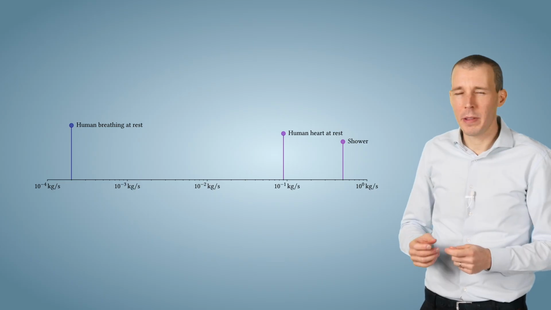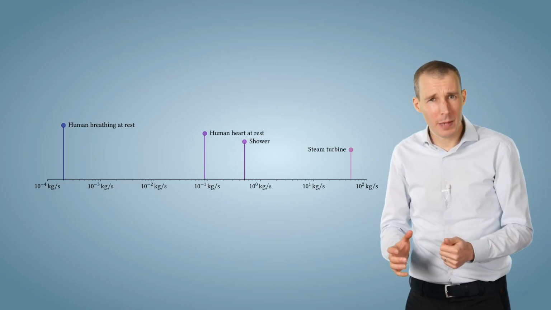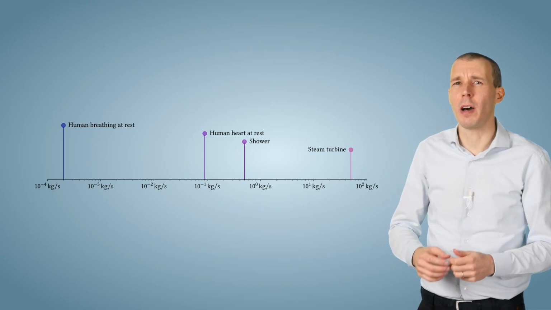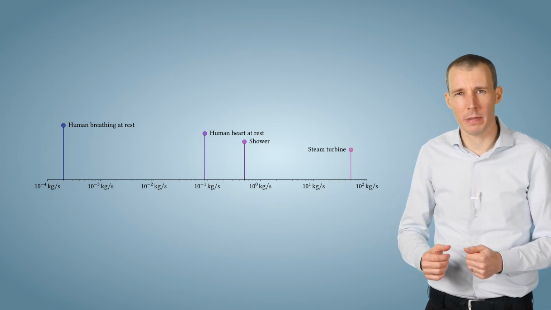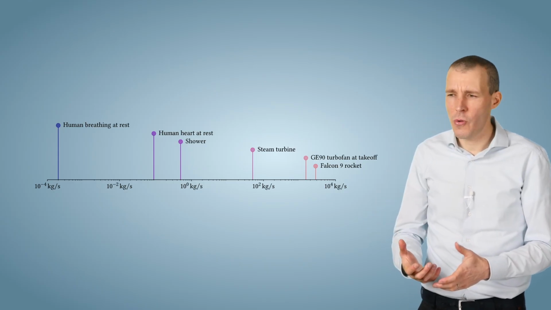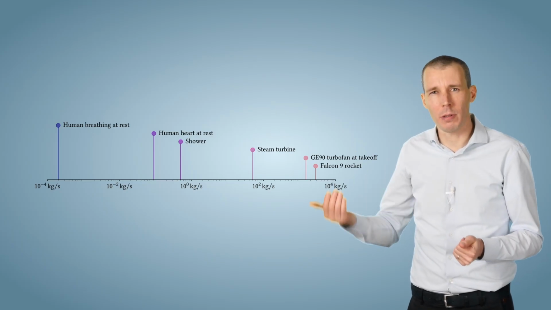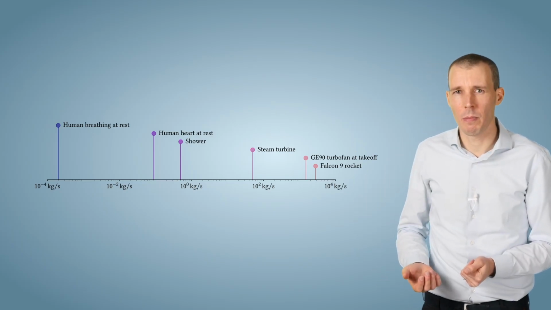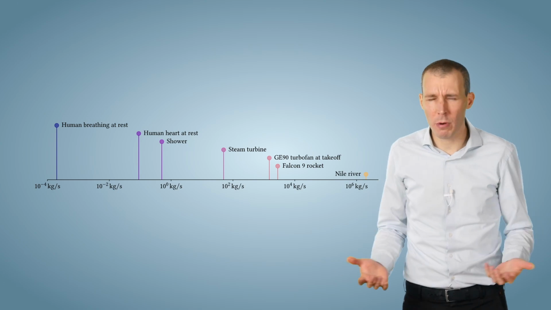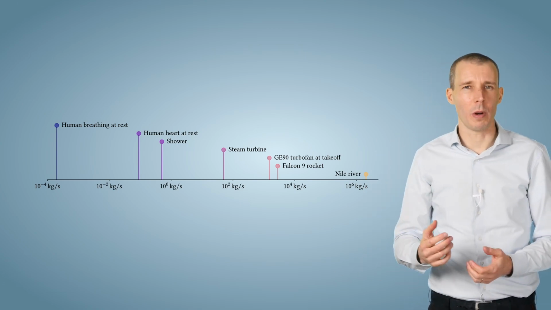If you take a shower, that's about 0.5 kilogram per second. A steam turbine in a power plant is about 50 kilograms per second of steam. A GE90 turbofan at takeoff or a Falcon 9 rocket is about 1,000 kilograms per second of mass flow. And finally, a very large river, say the Nile River, is about 1 million kilograms per second.